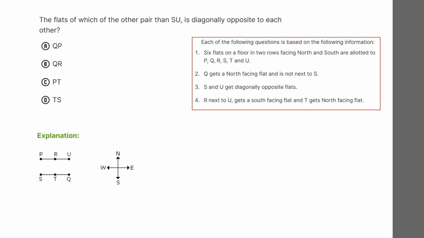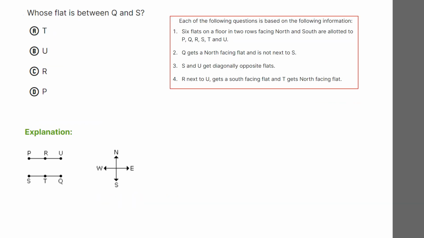Yes, one more problem basing on the same discussion. The flats of which of the other pair than SU is diagonally opposite to each other? Yes, one diagonal it is clearly mentioned here. SU is the diagonal, and the other diagonal it is given in the diagram as PQ. Yes, this is very easy one. Yes, A is the right answer.